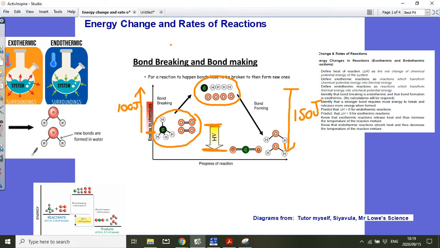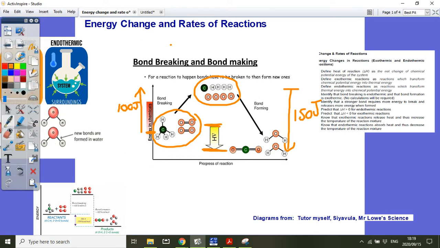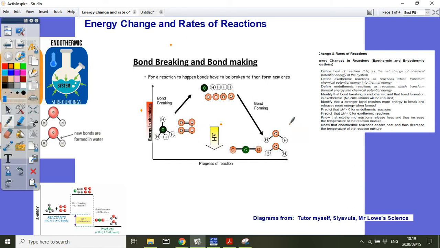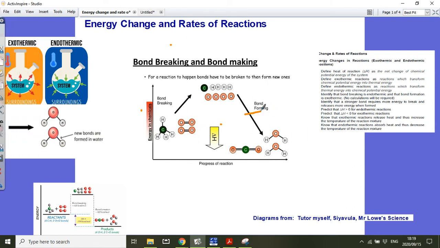If I don't end up below there, and I'm going to do these graphs for you just now again. If I don't end up below where I started, but my products are here and my reactants are here, that means I added in this much energy, but I only give out that much energy.